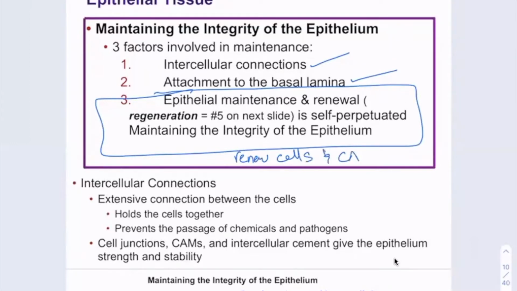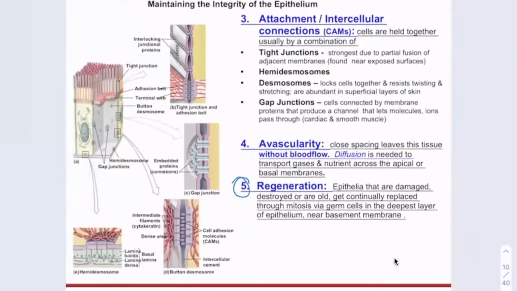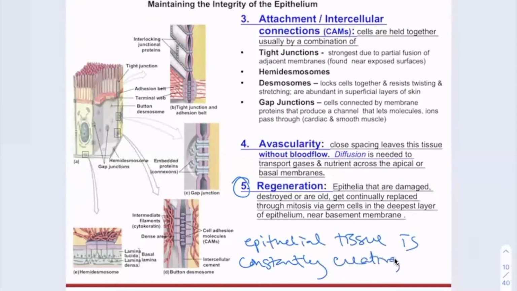And their cell adhesion molecules, right? So you're constantly renewing epithelial cells. Epithelial cells are regenerative, right? And so that's this one right here. Your epithelial tissue is constantly forming new cells. So they're constantly creating new cells, right? Because these cells need to maintain themselves as a barrier.